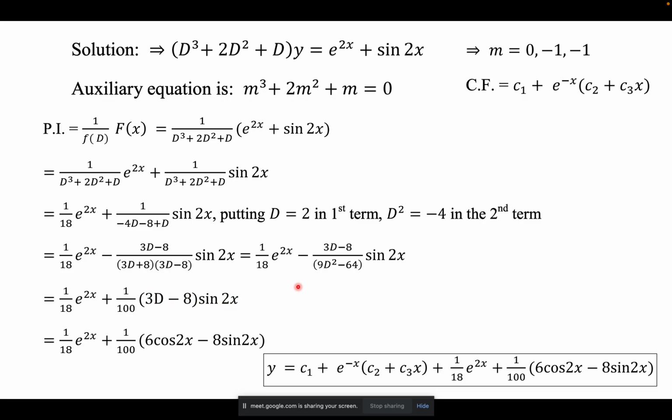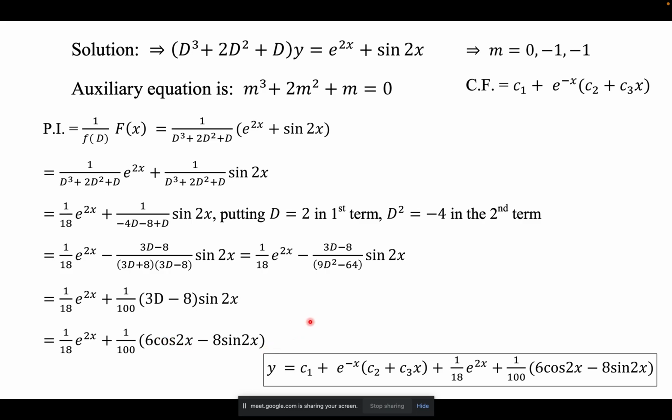Now when you apply a derivative on sine 2x, you need to take the derivative, because d is given by d over dx. So if I rewrite this, you have e power 2x upon 18, and then 1 by 100, and then you take the derivative of sine 2x. The derivative of sine 2x will be 2 times cos 2x. So 3 is already here, so you have 6 times cos 2x, right? And then you have minus 8 times sine 2x. So the complete particular integral of this equation can be written as e power 2x upon 18 plus 1 by 100 times 6 cos 2x minus 8 sin 2x.